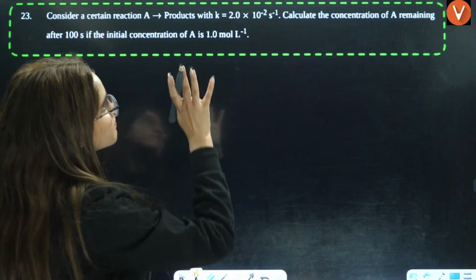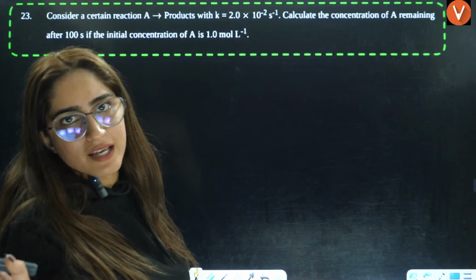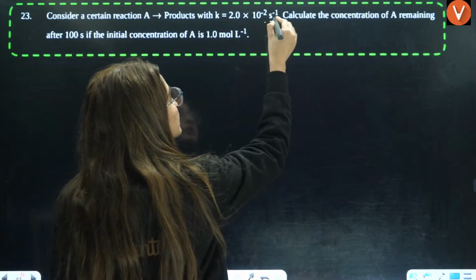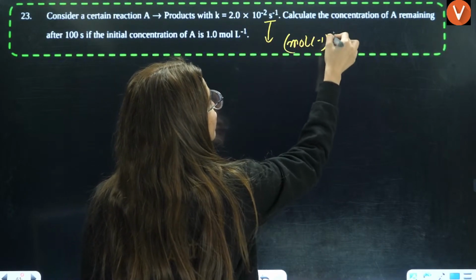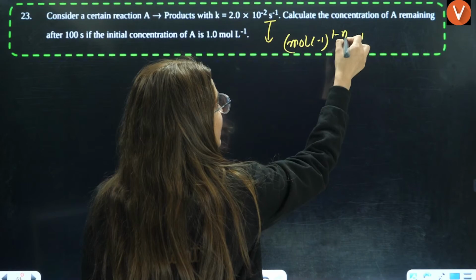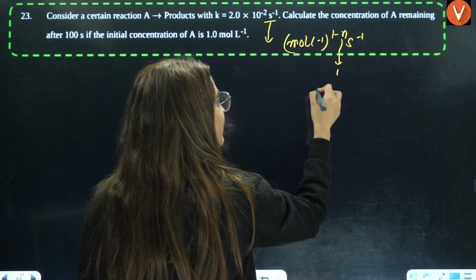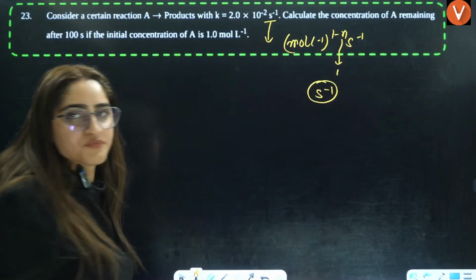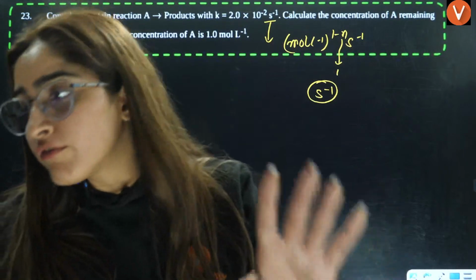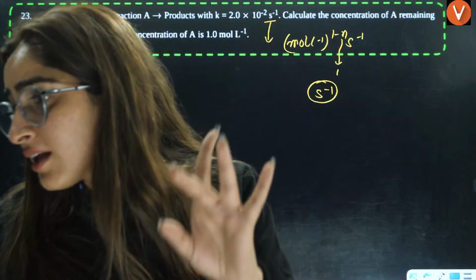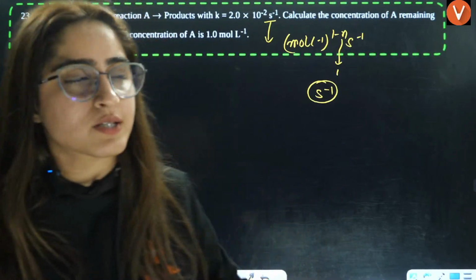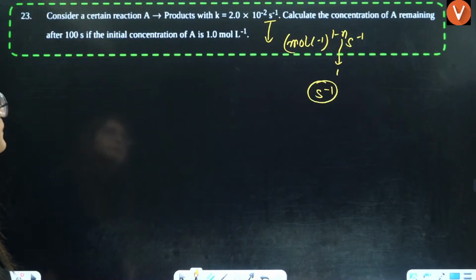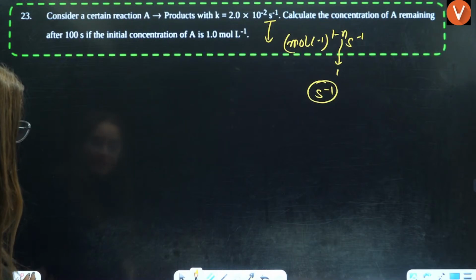Beta, here they have not mentioned anywhere whether it's a first order, second order reaction. But we know that the units of K are mole per liter to the power 1 minus N per second. If N is equal to 1, only then it can be per second. That means the order of the reaction is 1. That's how you got the answer that it is a first order reaction. The first step for this.